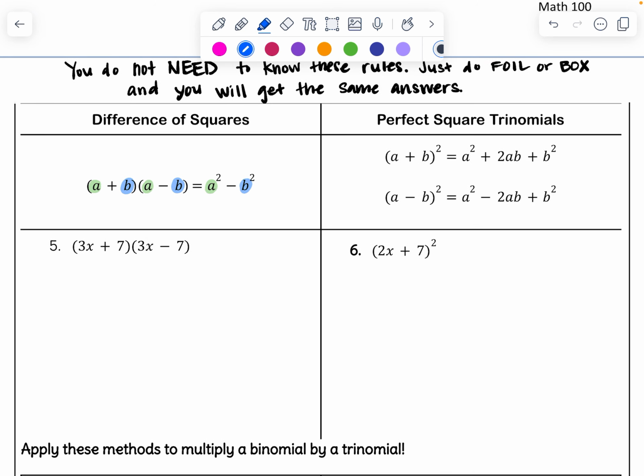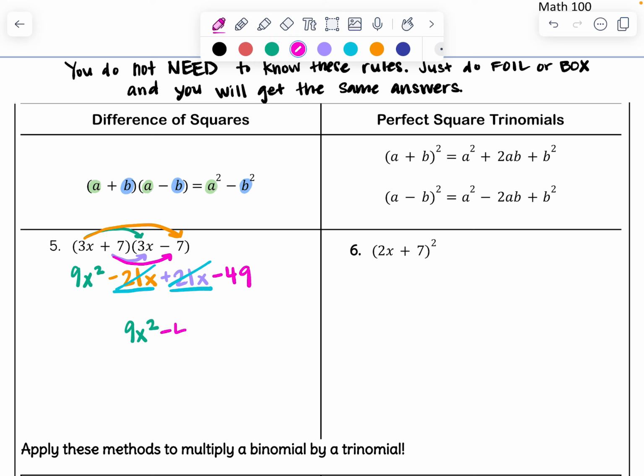I have 3x and 7. In the first binomial, they're being added. In the second binomial, they're being subtracted. So I'll do FOIL first. Multiplying 3x times 3x is 9x squared. Multiplying 3x times negative 7 is negative 21x. 7 times 3x is positive 21x. And 7 times negative 7 is negative 49. So adding the like terms, you'll notice that these two cancel out because that makes this 0. So my final answer is 9x squared minus 49.